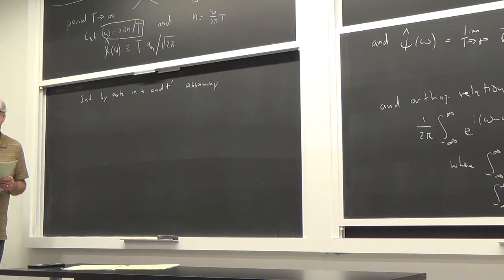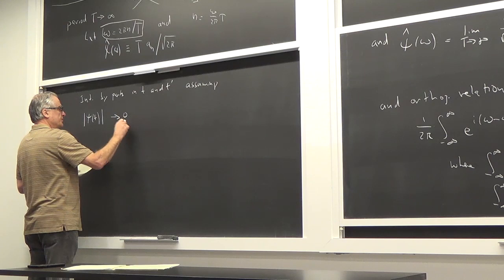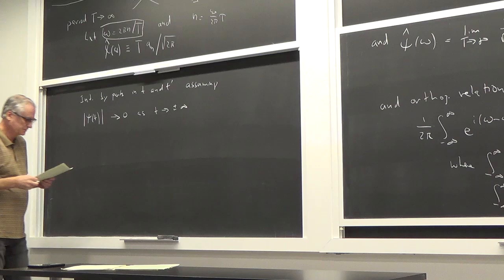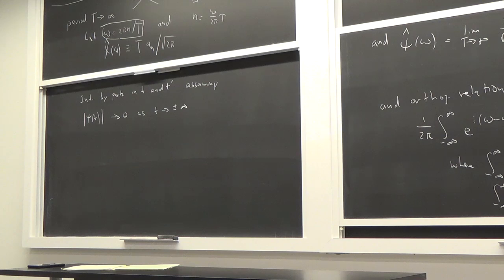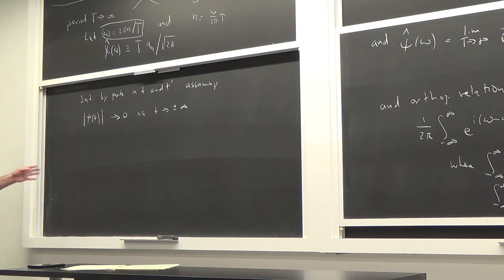That it vanishes at infinity. That is, psi of t goes to zero as t goes to plus or minus infinity. We need to assume that because the integrated part of this is going to look like psi of t times e to the minus i omega t, and I want that integrated part to vanish, so I don't have trouble with it. So it's just a physical assumption that the amplitude goes to zero in the distant past and in the far future, the wave dissipating eventually.